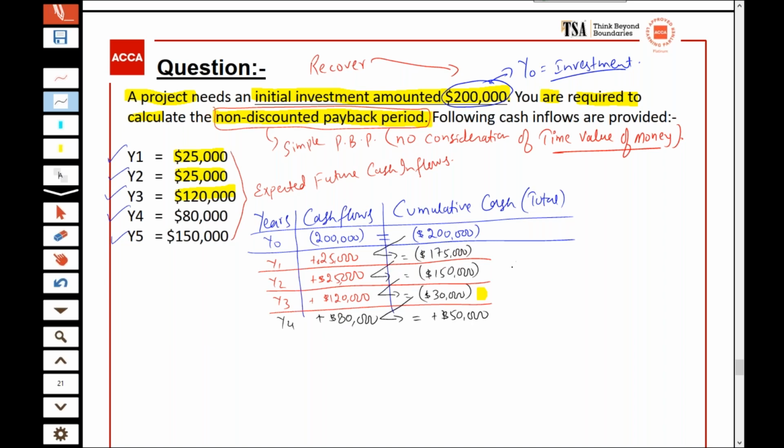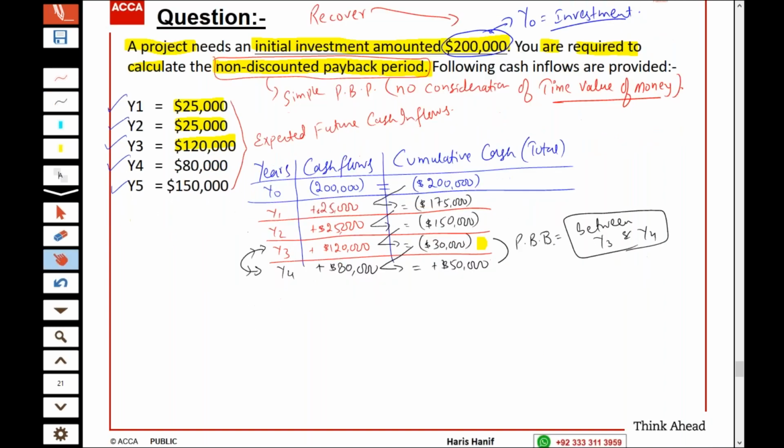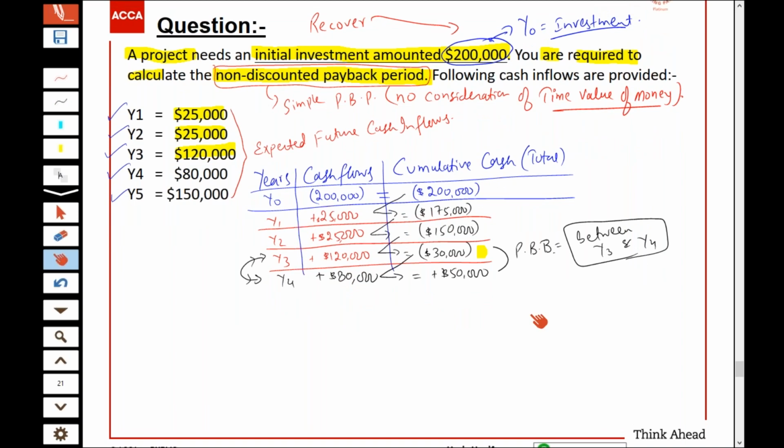And you know what? My payback period is between year 3 and year 4. But we need to calculate the number of months as well. See, there are 12 months in 1 year.